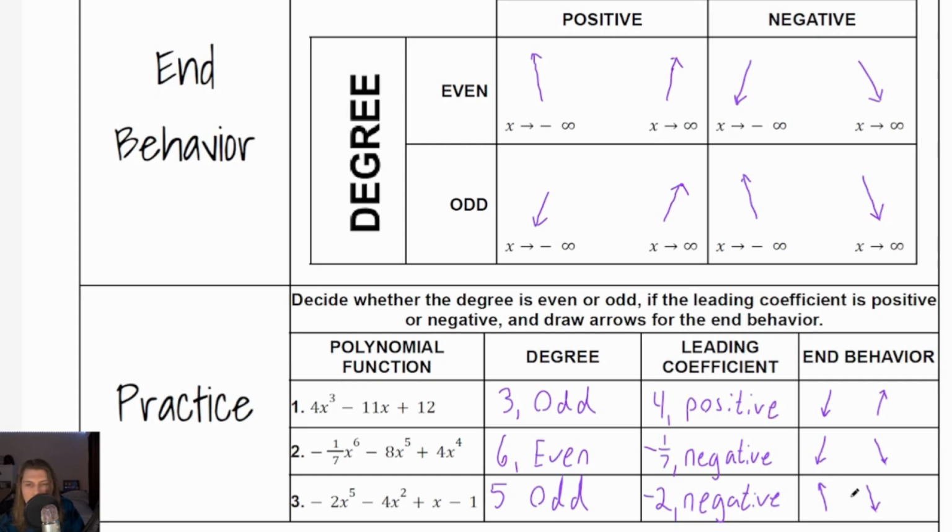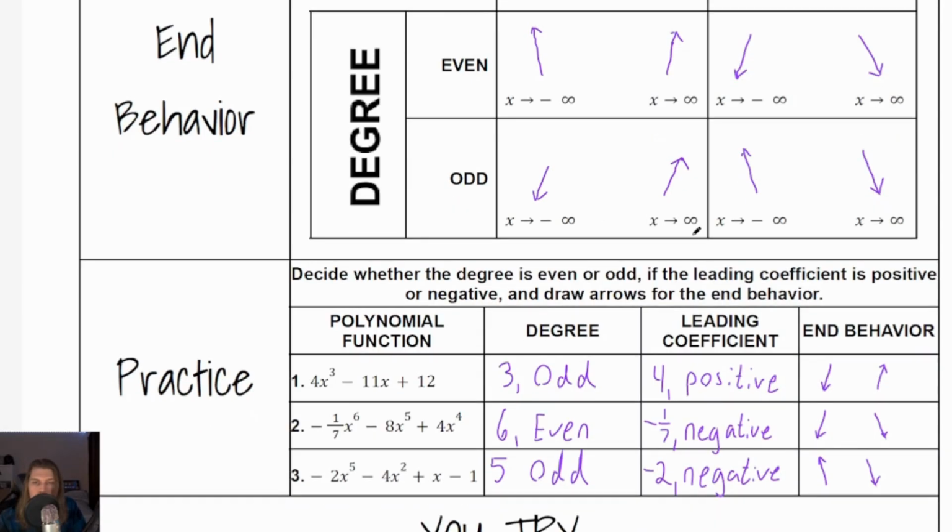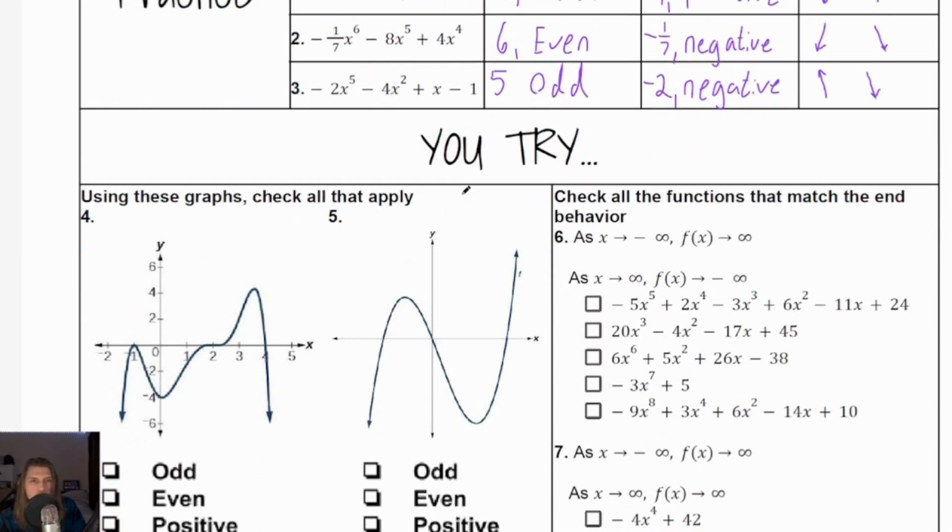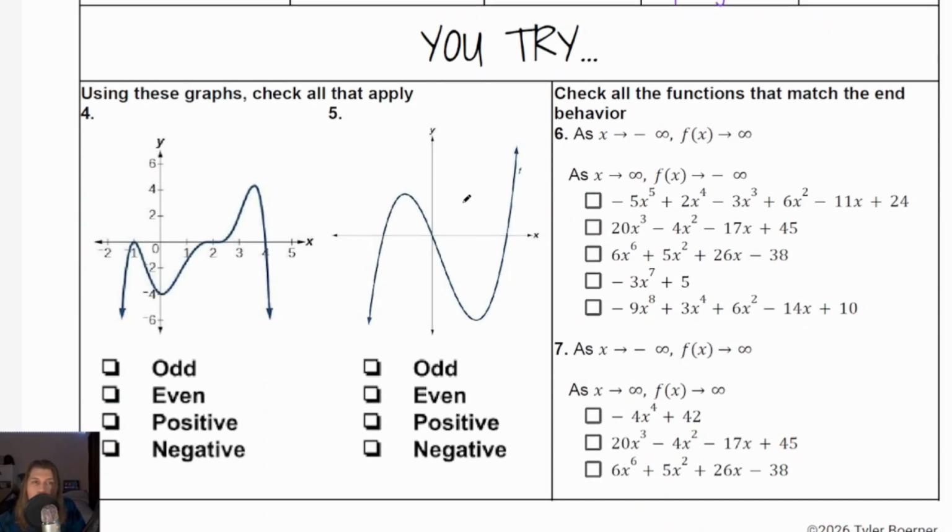So again, anything could happen in between these points. We could have a couple of turning points. We may just have one. But we know what the end behavior is just by looking at it. So now I really do want you to pause, and I want you to go ahead and try all 3 of these problems. So if you're looking at these, I want you to check what's true for number 4. I want you to check what's true for number 5, so odd, even, positive, negative.